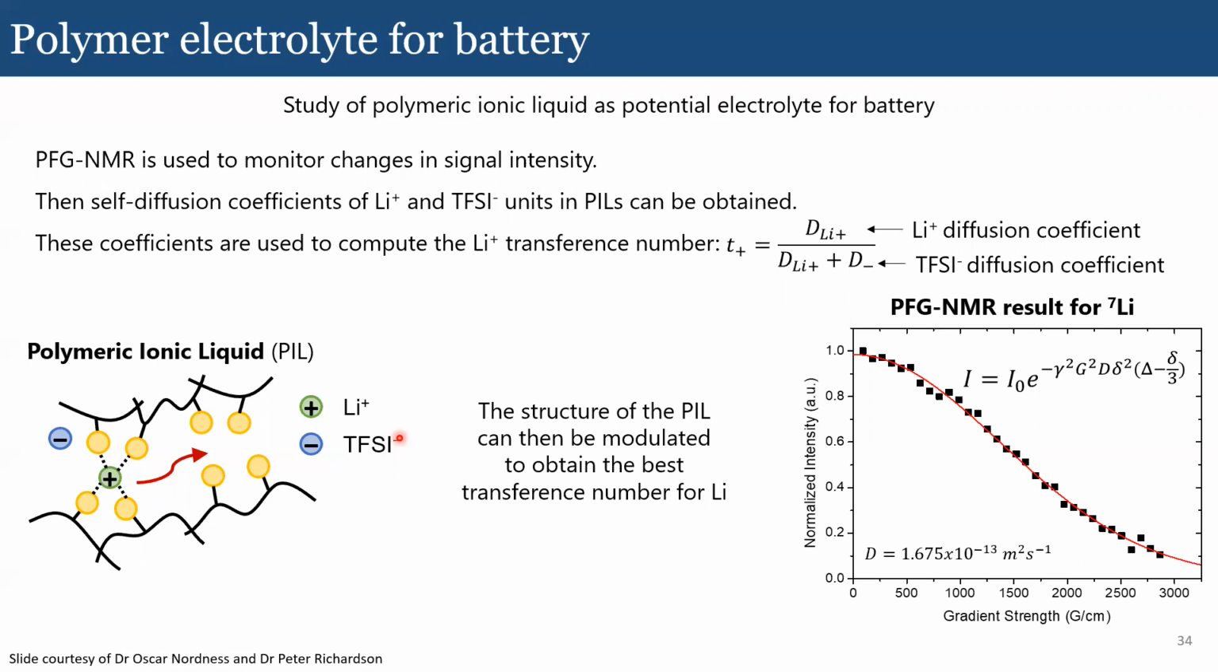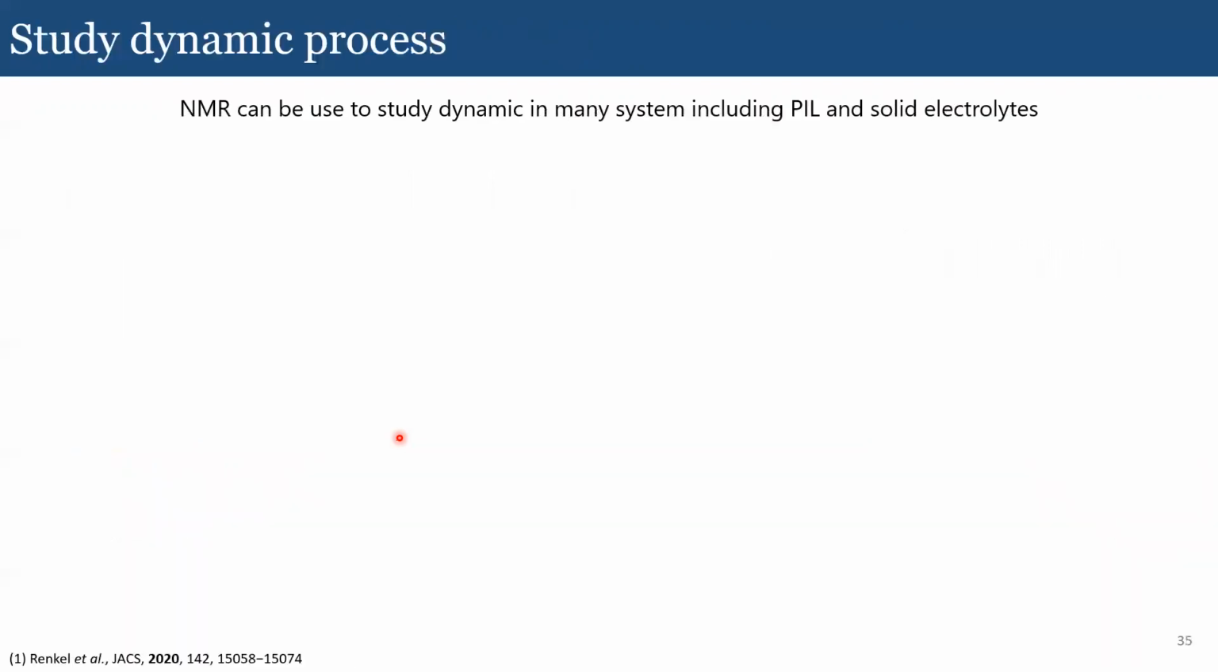And this is really useful because in this type of system, you want to maximize the charge carrier capacity of your lithium, because that's the one you care about. By doing that, you can, in the end, improve the structure of the polymer that you are working with, just to favor that transference number for lithium to get the best performance out of your system.